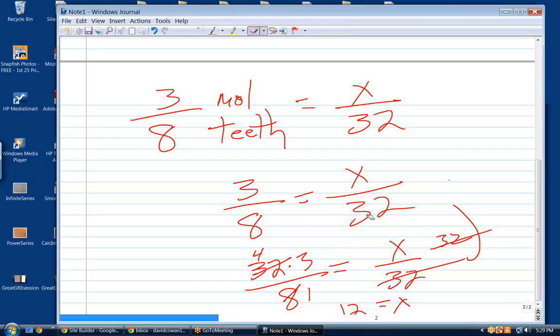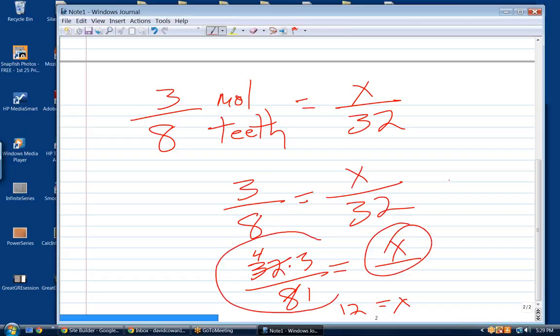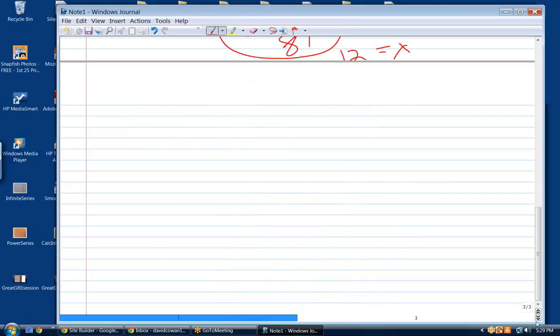Cross-multiplying works fine, it's just you notice that it adds one extra step. In other words, I didn't need to multiply both sides by the 8. I do need to multiply both sides by the 32, but then I have x fully defined and I just have to simplify whatever I have over on that side. Okay?